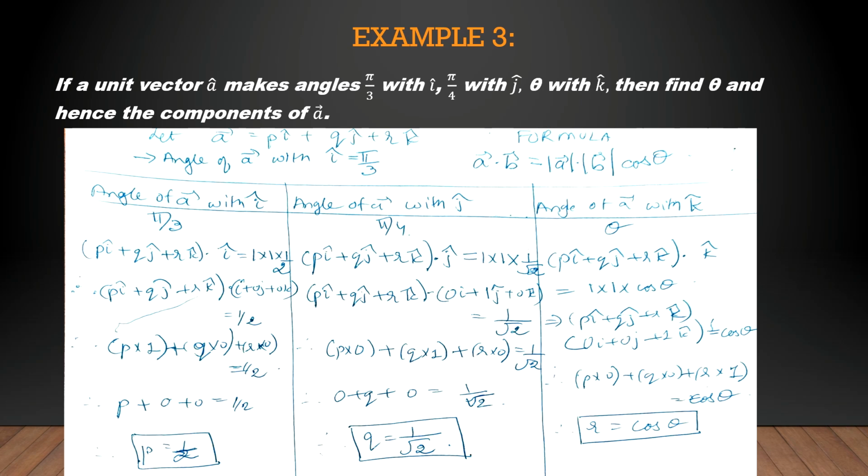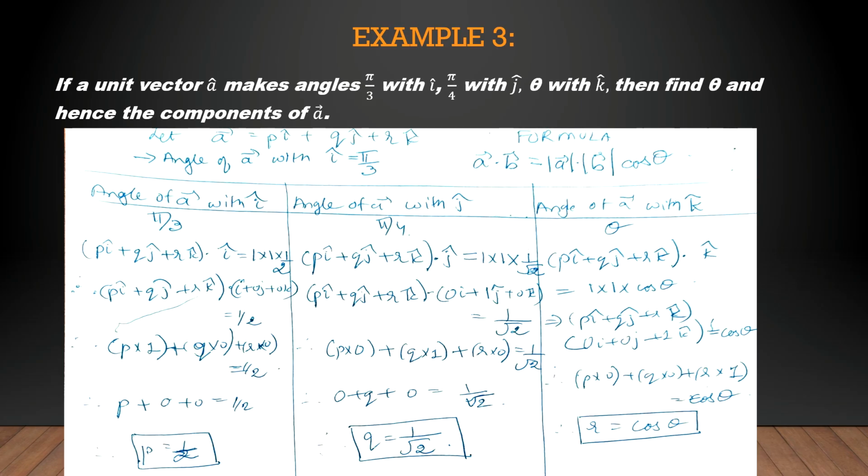Next example. If a unit vector a cap makes angles pi by 3 with i, pi by 4 with j and theta with k, then find theta and hence all the components of vector A. Correct? So first of all, how will you represent a vector A? p into the unit vector in x direction, which is i cap. Similarly, plus q into j cap plus r into k cap. i cap, j cap, k cap are unit vectors.